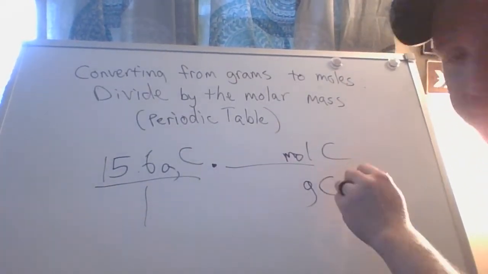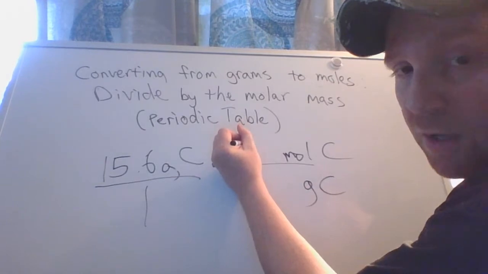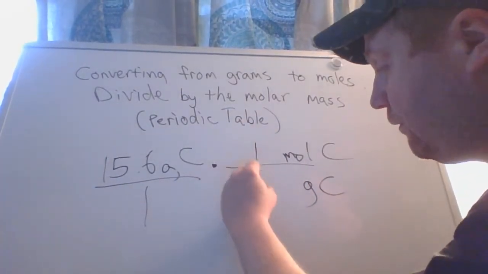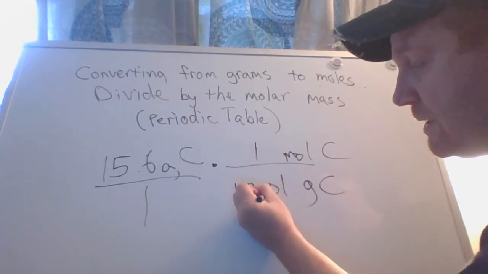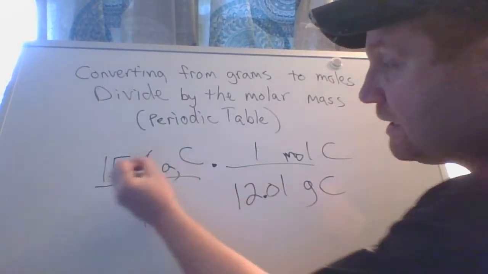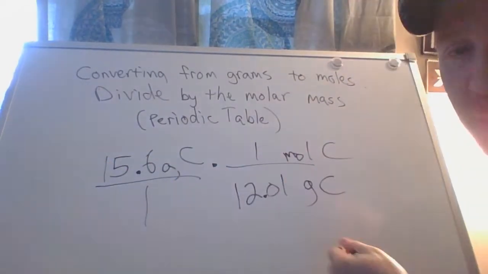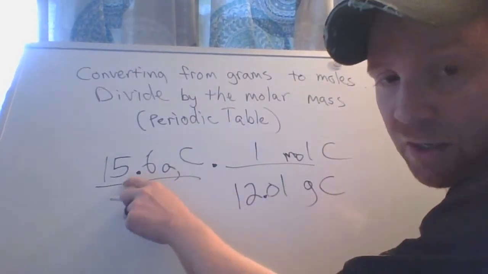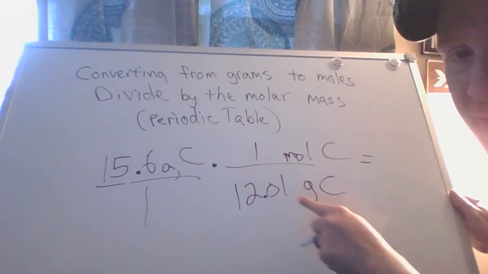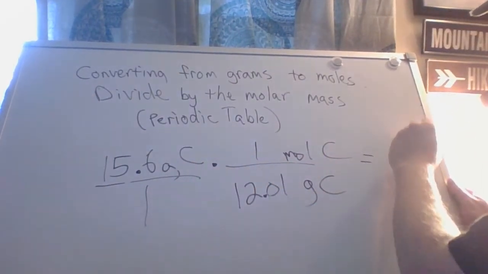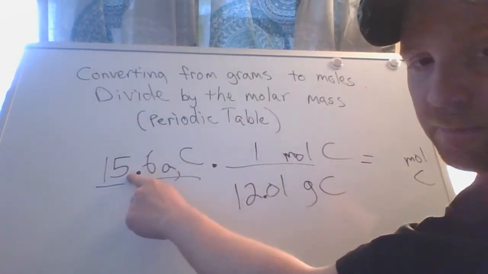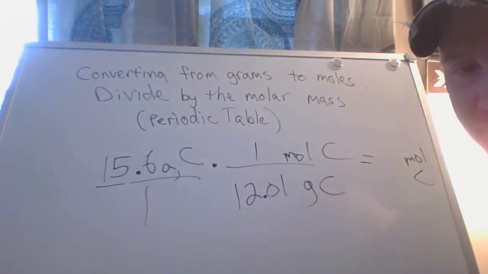That's me labeling. In 1 mole of carbon, there are, from the periodic table, 12.01 grams. It ends up being a division problem. 15.6 divided by 12.01. Your answer would be in moles because grams cancel out. Moles of carbon, and the answer would be 2,366.